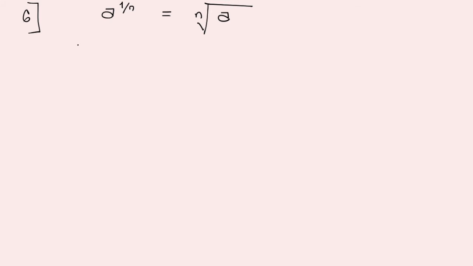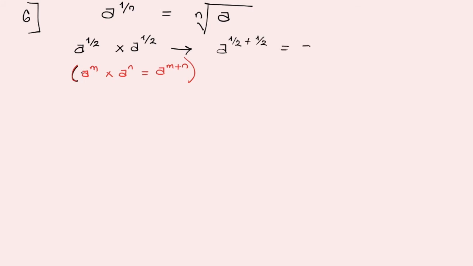If we have a raised to power half, and we multiply that by a raised to power half, if we use the first law, which says that a raised to power m multiplied by a raised to power n equals a to the power m plus n. Now, if we use that law to solve this, what we would have is that a to the power half plus half equals a.